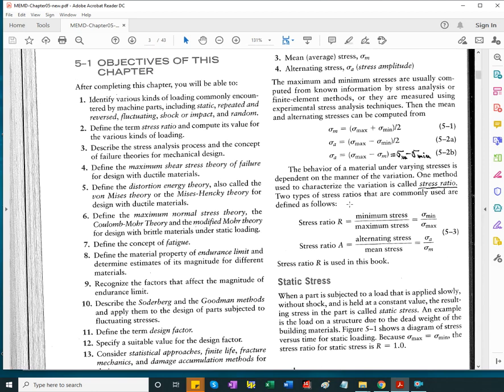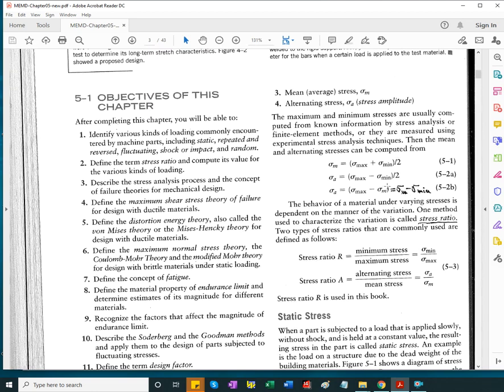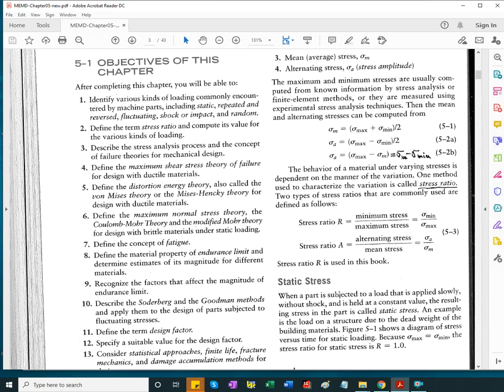We recognize the minimum and maximum stresses at a location, at a point on the surface of the part, and we can calculate mean stress. We can calculate the amplitude of the stress. So mean stress is the sum of the minimum and maximum divided by 2, amplitude is the difference divided by 2, and then we define stress ratio R. This is the one that we'll be using in this book. So R is minimum stress over maximum stress.